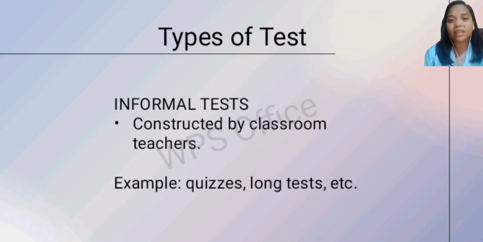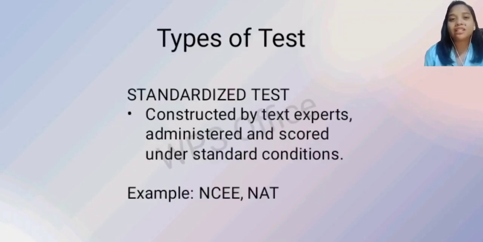Number 8, we have here the standardized test, also known as constructed by experts, administered and scored under standard conditions. Or it could be a test that is a method of assessment built on the principle of consistency. All test takers are required to answer the same questions, and all the questions are graded in the same predetermined way. For example, the NC and NAT.